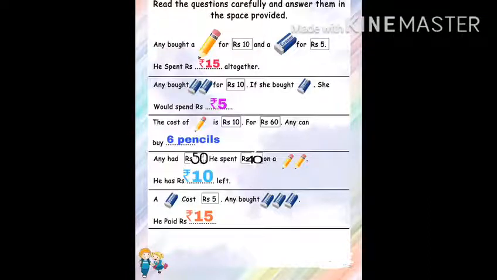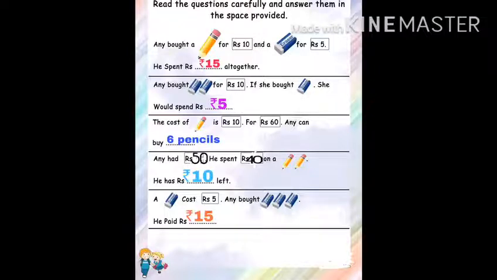Then second is Annie bought 2 erasers for rupees 10. If she bought 1 eraser, she would spend rupees dash. So that means 2 erasers are for rupees 10. So what would be the cost of 1 eraser? 1 eraser will be of rupees 5. So that means for 1 eraser she will spend rupees 5.